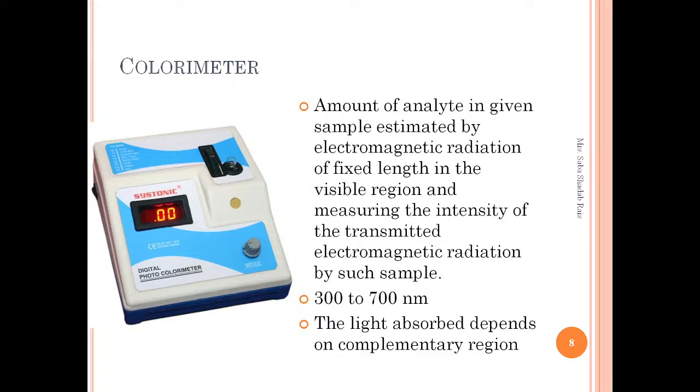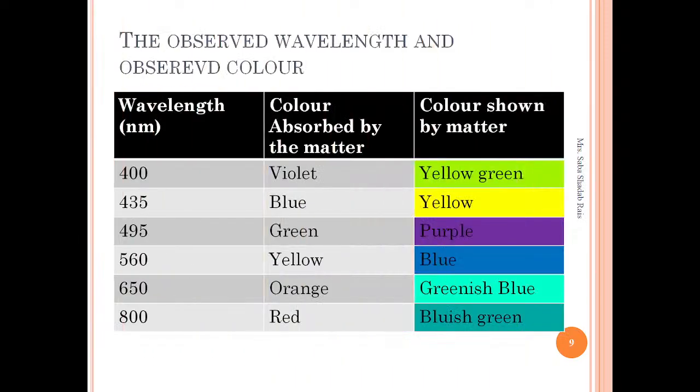The light absorbed depends on the complementary color. What are those complementary colors? The complementary color of yellow-green is violet, which is at 400 nanometer. The complementary color of yellow is blue, at 435. Purple's complementary is green, at 495 nanometer. Blue's complementary is yellow, at 560 nanometer. When I check your paper, I need this table.